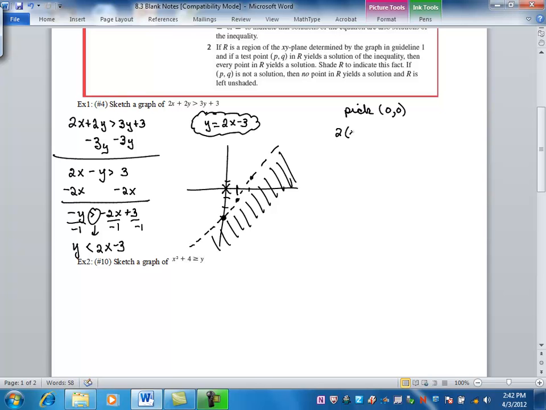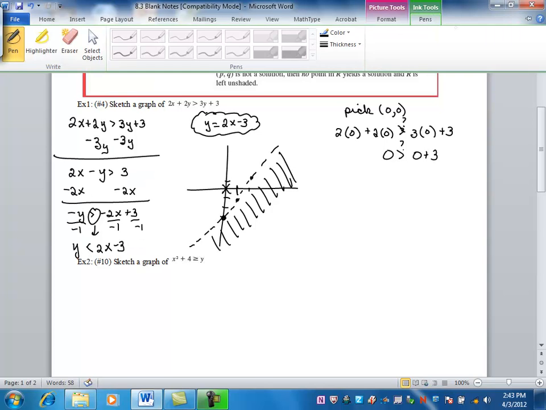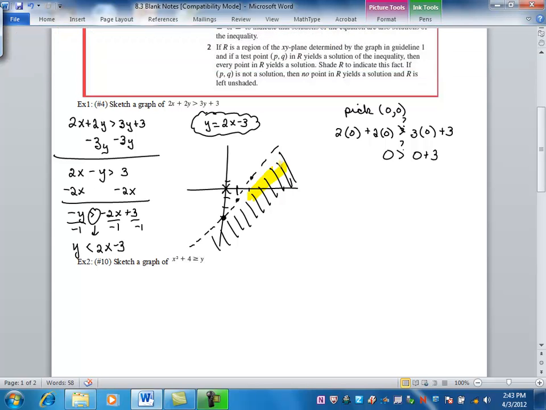Let's check this out. 2 times 0 plus 2 times 0. Is this greater than 3 times 0 plus 3? Well, let's see. 0 plus 0 is 0. Is this greater than 0 plus 3? No, it's not. We didn't think it would be. And so our solution to the inequality here is, in fact, the region that we shaded in a minute ago.